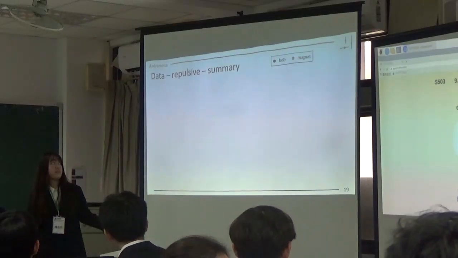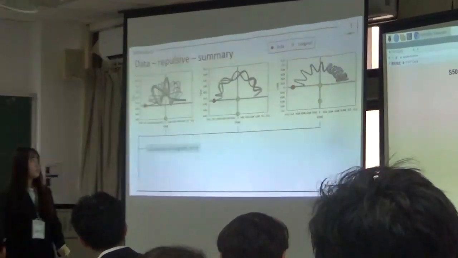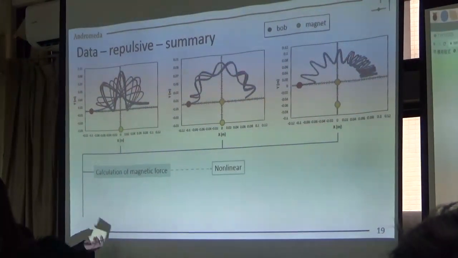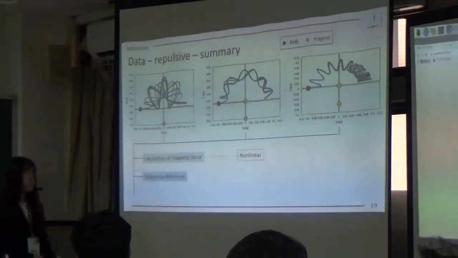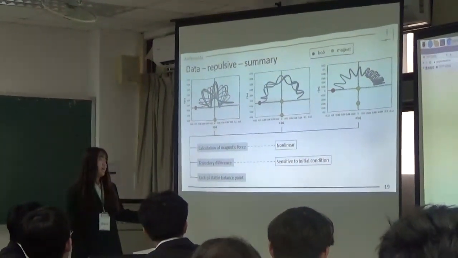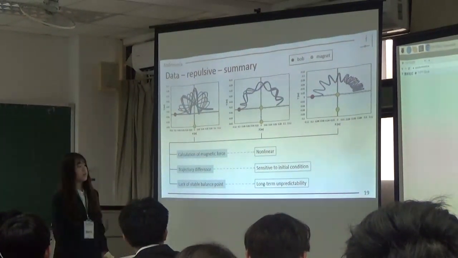And then let's give a quick summary. The calculation of the magnetic force represents non-linearity, the trajectory difference represents sensitivity to initial conditions, and the lack of a stable balance point represents long-term unpredictability. So we can say that it's chaos.